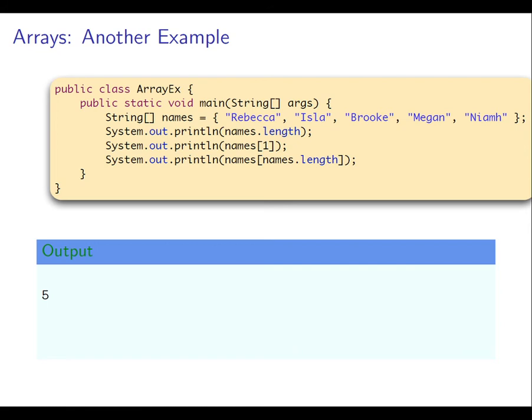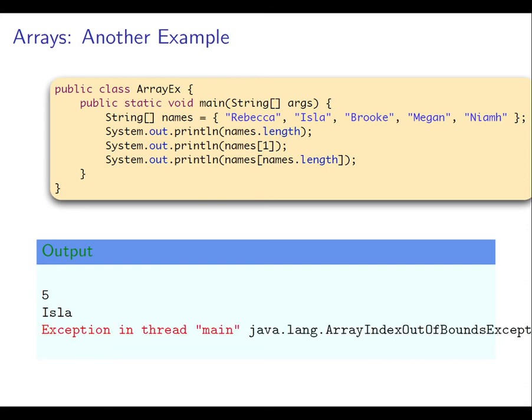Well, we're going to get 5. We're going to get Isla, notice not Rebecca, because of the indexing starting at 0, not 1. And we're going to get an exception, because as I just said, you can't index into an array at index names.length, because the biggest one is index names.length minus 1.